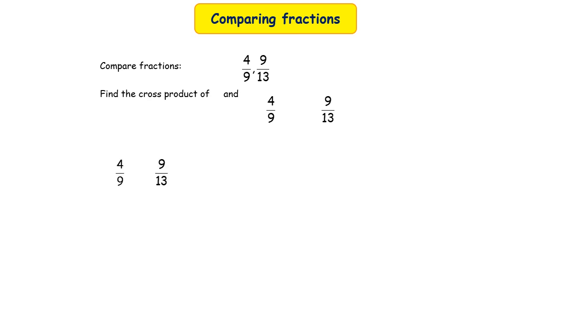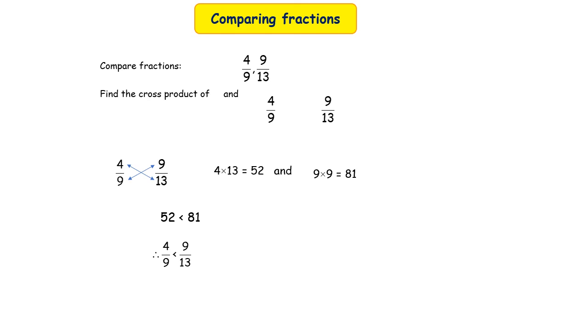Let's find out. I'll do the cross product like this. So 4 multiplied by 13 gives you 52, but 9 multiplied by 9 gives you 81. So 81 is bigger than 52, and 52 is smaller than 81. Therefore, the first fraction is smaller than the second fraction. This way you can compare any fraction, right?